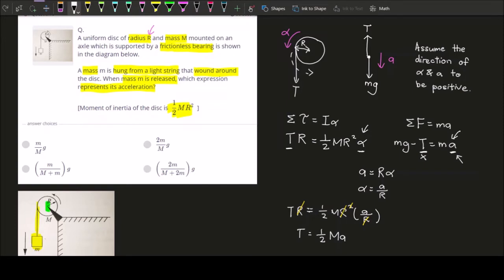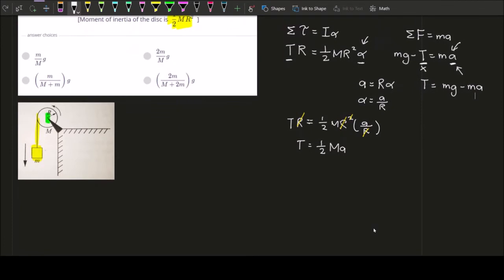Well, this is convenient. Let's shift this around. We want it to be in the subject of T. So to be in the subject of T, it will become mg minus ma. Okay, you figure out the maths. Now we express both of the equations in terms of T, so we can equate these two equations. Equate these two equations, half Ma equals mg minus ma.